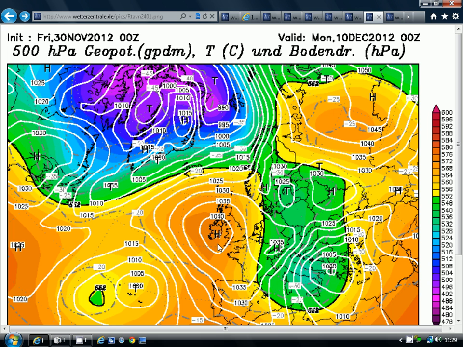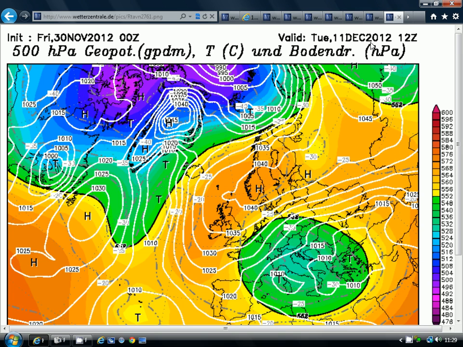1,040 millibars there right over the top of the British Isles. That'll be giving us a lot of cold weather, probably lots of frost, probably a lot of fog as well, if that's right. So we might have a really frosty, foggy sort of spell coming up into the second week of the month.